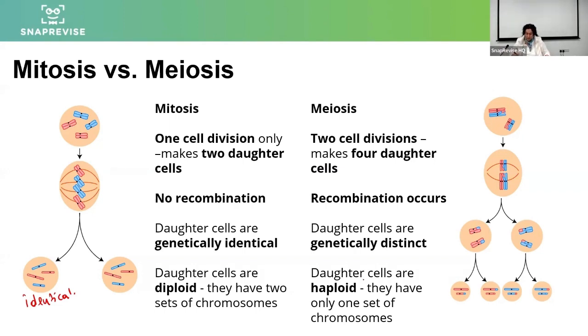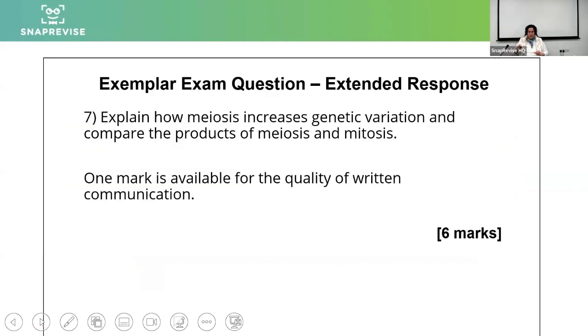Whereas in meiosis the cells are haploid and they only have one set of chromosomes. Bear in mind that this idea of haploid versus diploid, as we saw in that question, can also be somatic versus gamete cells. Not germ cells, gamete cells.